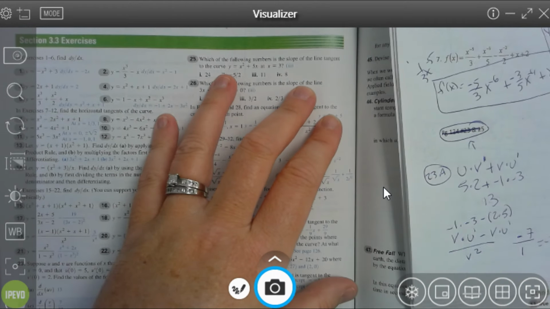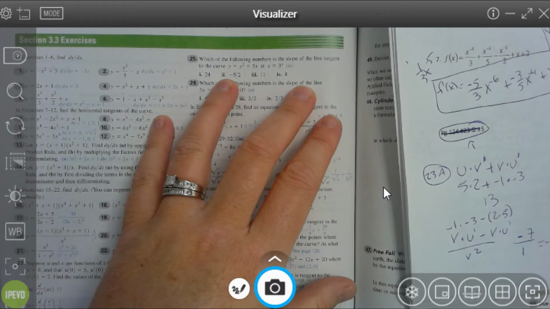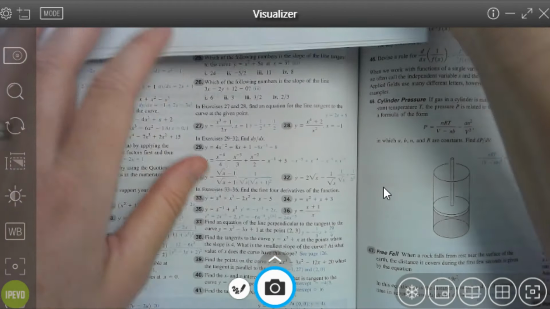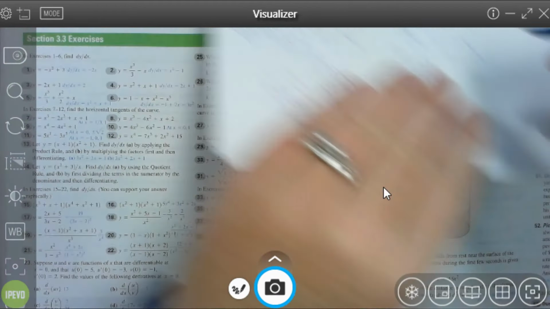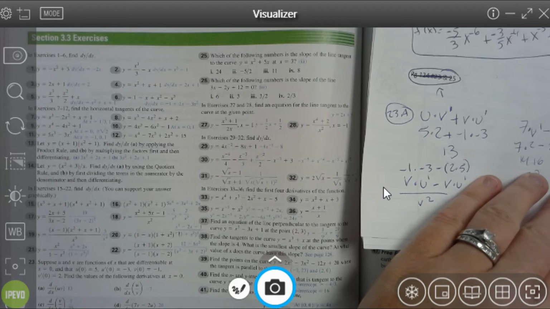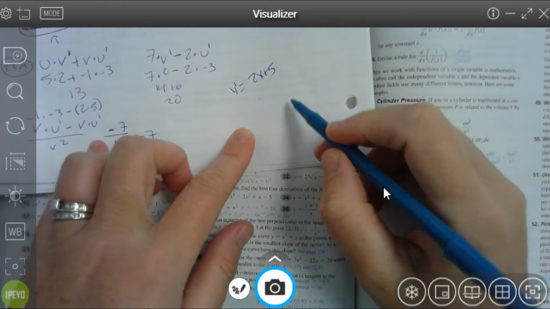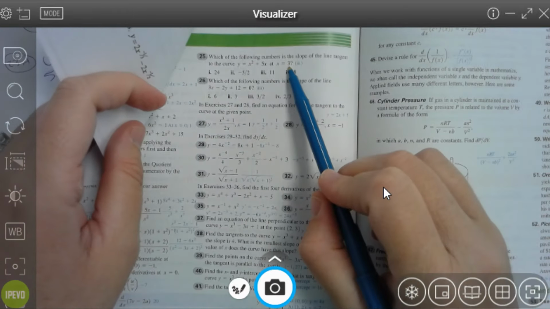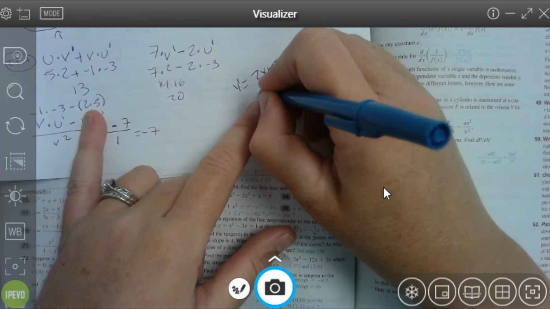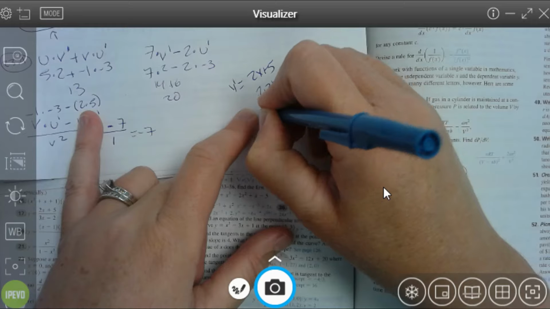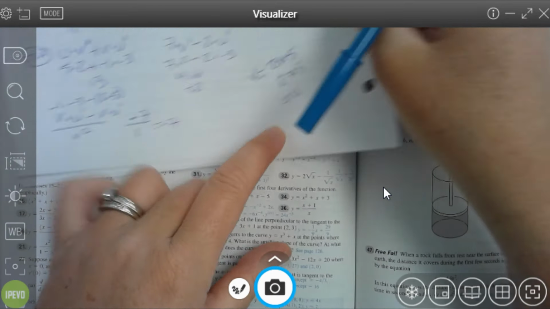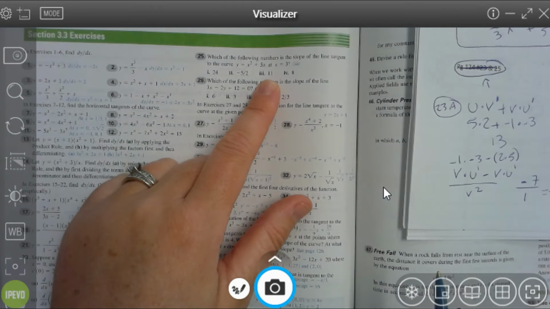Here, they want to know the slope of the line. So you would just use the little trick. The derivative of that is 2x plus 5, so that's your y prime right here, 2x plus 5. And then it says at 3, which just means you plug in 3. So you have 2 times 3 plus 5. So the slope at that point should be 11, so it'd be that one right there.